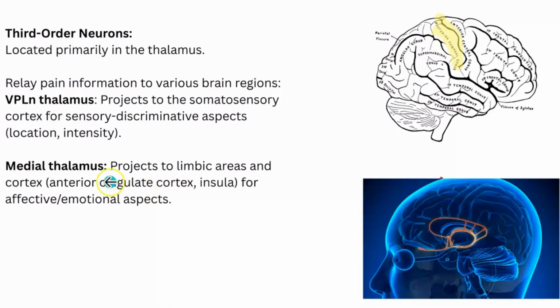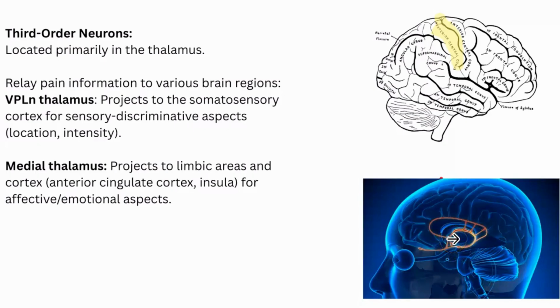And we said the paleospinothalamic tract comes indirectly to the brain. It projects into the anterior cingulate cortex or insular cortex, which is more inside, and has some roles in our emotions and behavior.